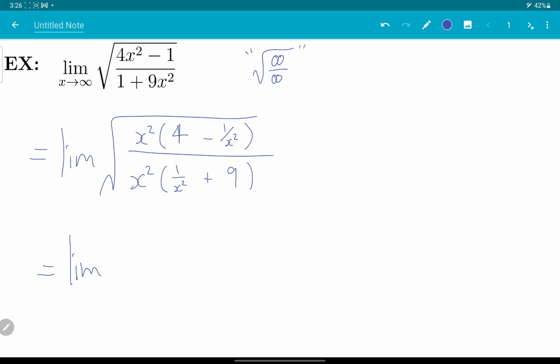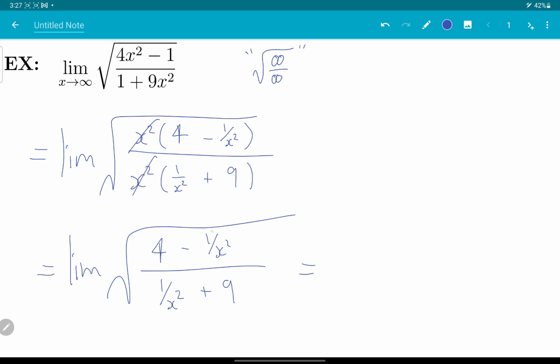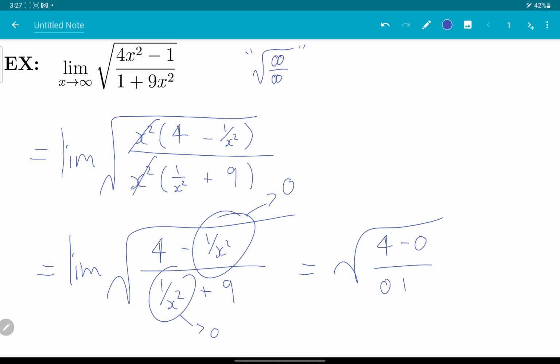The point is, I'm trying to remove this problem here, right? My x squareds cancel, and this technique has been very effective because this problem is gone. It's no longer infinity over infinity. This guy's going to 0. This guy is going to 0. So I get the root of 4 minus 0 over 0 plus 9, which is 2 over 3.